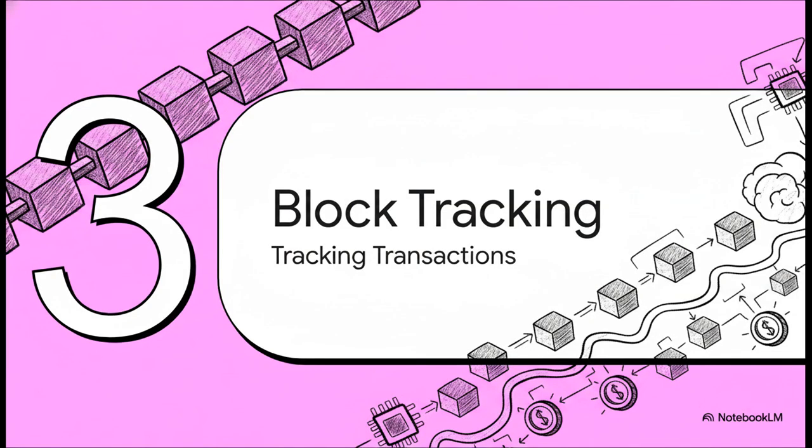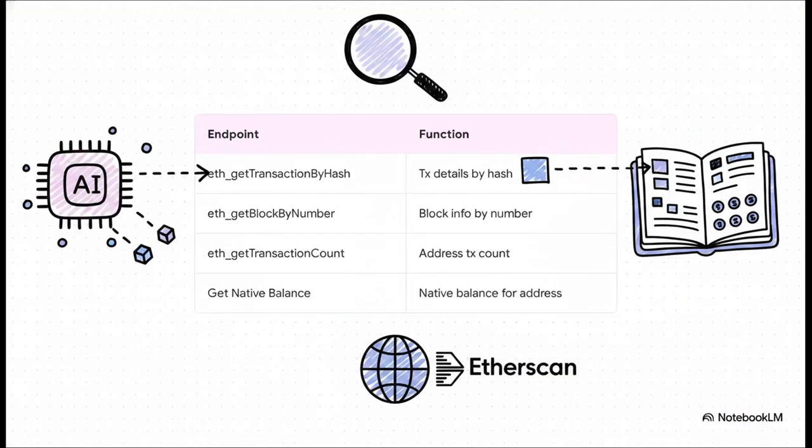Section 3. Tracking blocks and transactions. Now, what's really interesting here is how effortlessly your AI can read the ledger using these specific endpoints. By just calling something like the get transaction by hash endpoint, your AI pulls exact verified transaction details. Boom, done. It can fetch block info by its number, count up the total transactions from a specific address, or just pull the exact native balance of a wallet. You literally don't have to build complex backend logic for this anymore. Your AI requests the tool, and Etherscan just hands over the data.